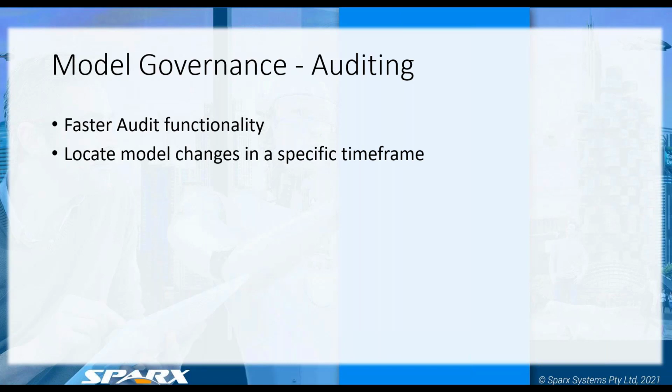Obviously, auditing is quite an intensive process for tracking and maintaining, so any sort of optimizations there are always good. Another handy feature with that now is you can also locate model changes for a specific time frame. So if you know something happened last Thursday and you had auditing turned on for that package, then you can go back to that particular time frame and see what has changed there. So just 2 quality of life updates for auditing.